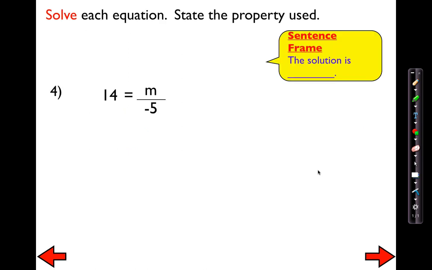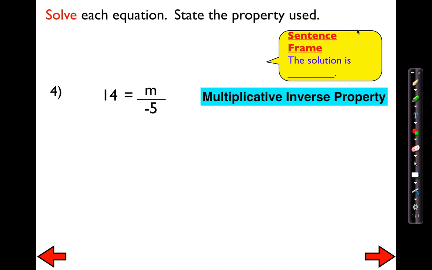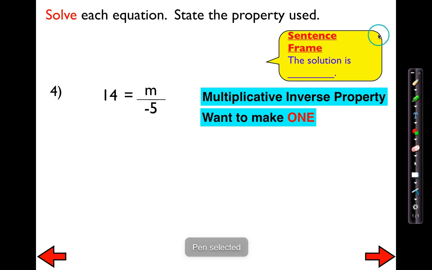Okay, so for number 4, here we are actually going to be utilizing the multiplicative inverse property. Why? Because we're trying to make a 1. So notice the difference. When we use the additive inverse property, we were trying to make zeros. But when we're using the multiplicative inverse property, we're trying to make a value of 1. And I'll explain in a moment why we do that. So here, this technically means m divided by negative 5. I am concentrating on this side because I want to isolate m.